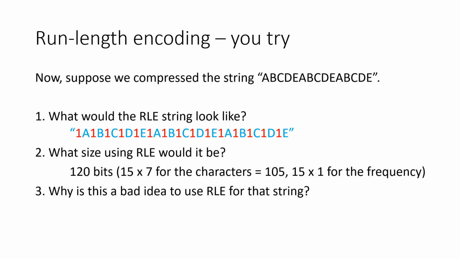Then to store 1 in binary, you need 1 bit, and there's 15 of those. 1, 2, 3, 4, 5, 6, 7, up to 15. So 105 plus 15 is 120. So it would take you 120 bits to store that in run length encoding.